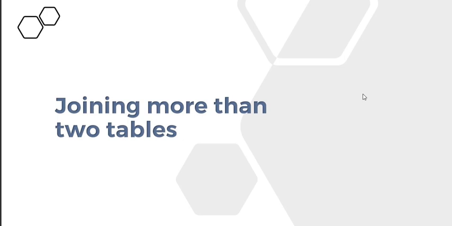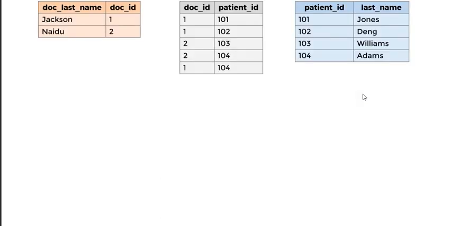Let's see joining more than two tables. We have only joined two tables together in this lecture. We are going to see how to join more than two tables. These are also referred to as multi-join queries. Okay, let's go straight into it. Here we have doctors, doctor patients, and patients. Three tables.